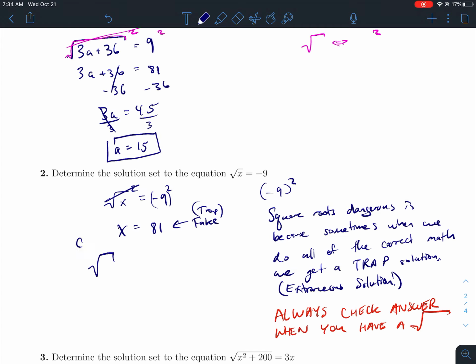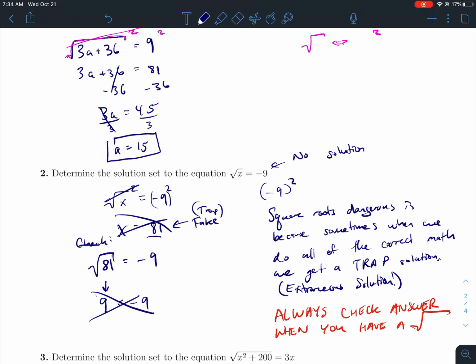So here's our check. Square root of x, well we found that x is 81, is equal to negative 9. But we learned in our do now problem 2, when we take the square root of a number, it's just a single answer. It's the positive answer. 9 is equal to negative 9. That is not true. So that means that this solution is totally fake. It is totally out. So it turns out that this has no solution.